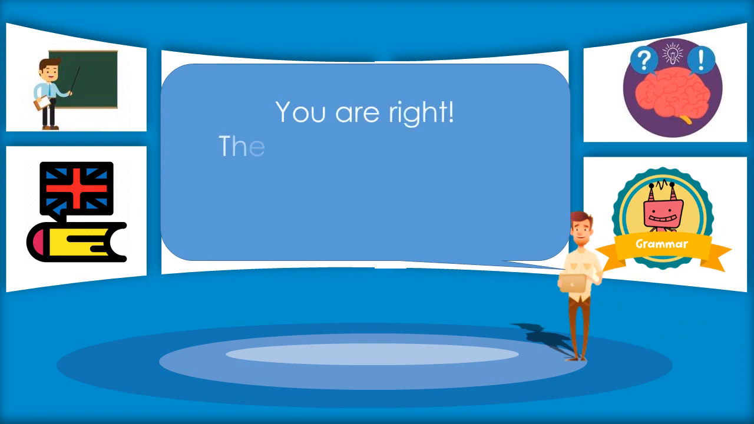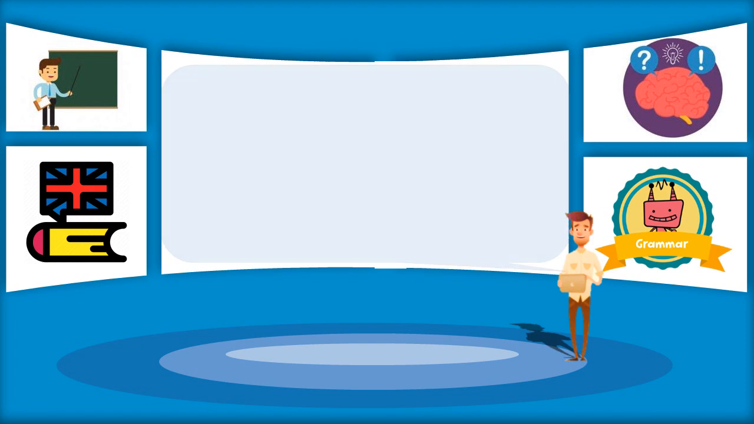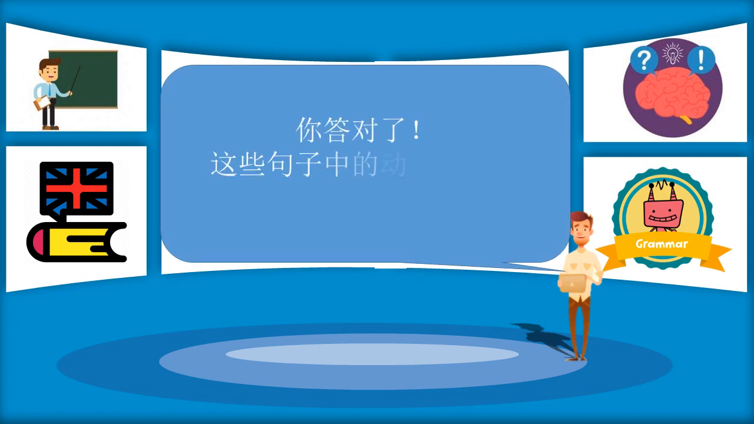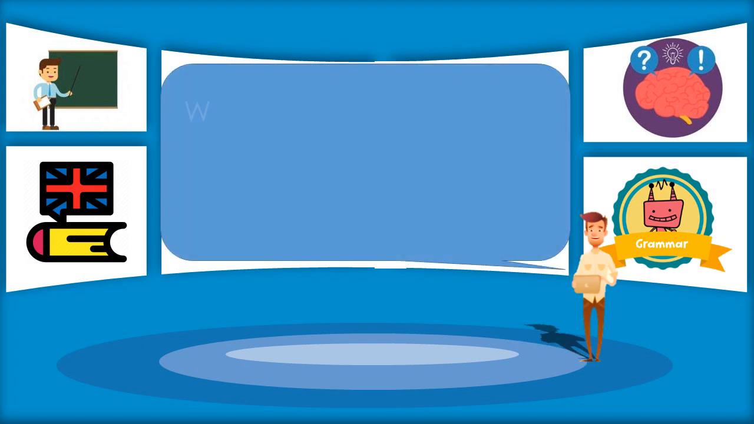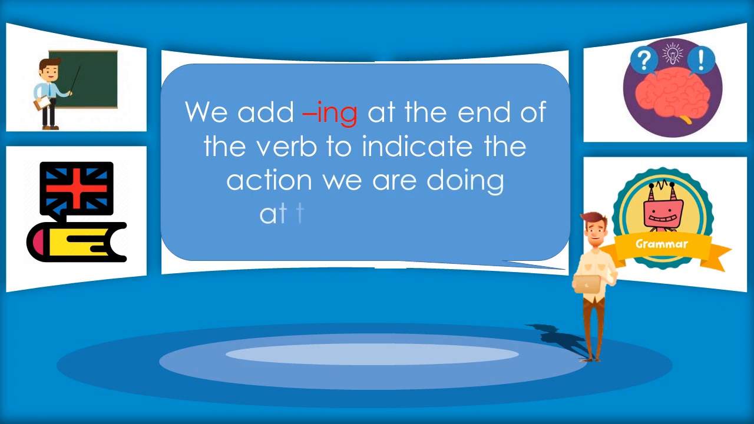Yes, you are right. These sentences consist of ing at the end of each verb. 你答对了，这些句子中的动词尾都有ing. We add ing at the end of the verb to indicate the action we are doing at the moment.